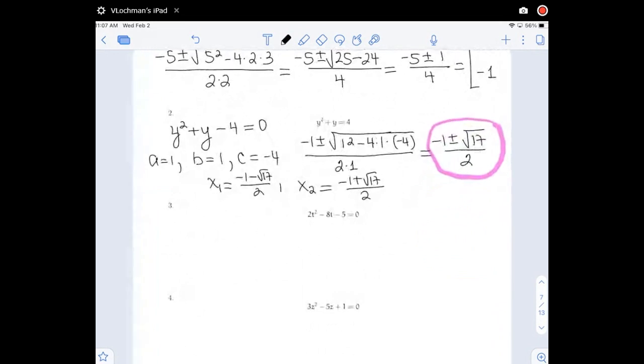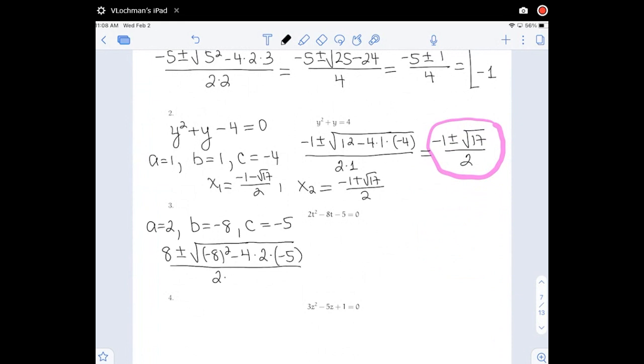Okay, so this one, we have A is equal to 2, B is negative 8, C is negative 5. Let's go ahead and apply our formula. Minus B, so that's minus minus, right? So negative and negative give us a positive 8, plus or minus square root of b squared. So that's negative 8 squared minus 4 times a, that's 2, times c, that's negative 5, over 2 times 2.